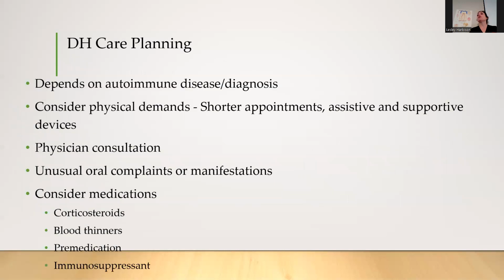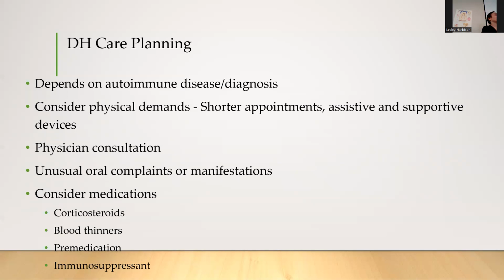Okay, so in general, care planning depends on the autoimmune disease and the diagnosis. Consider their physical demands. I keep going back to myasthenia gravis because I have had a couple of patients, so I can pull from my actual experience. They have weaker swallowing ability. Oftentimes they can't handle the ultrasonic as well. They might have a harder time keeping their mouth open and dealing with the fluid. They might not do as good a job with brushing. I had one patient who just didn't brush his molars as well.